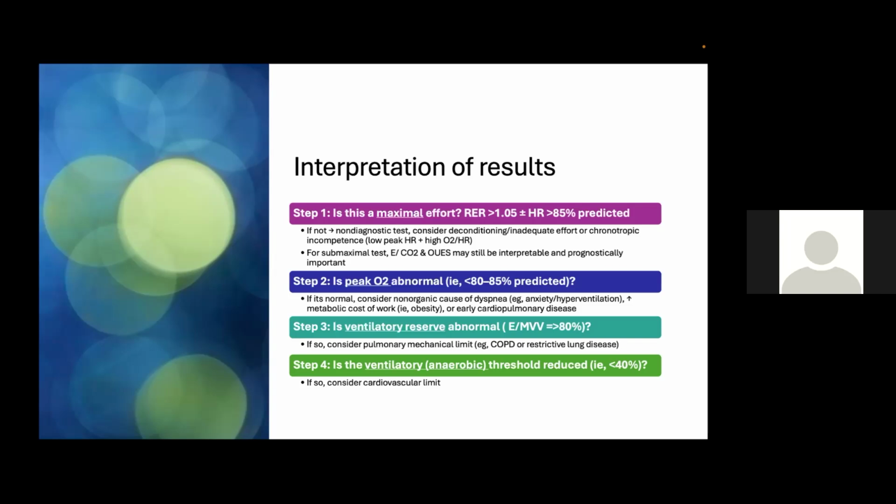And if it's normal, consider non-organic causes. But if it's abnormal, we cannot identify the pattern. We need to look for the other parameters. Then we look for the ventilatory reserve. Is it abnormal or not? This can help us to differentiate between pulmonary limitation versus non-pulmonary limitation. And then we look for the anaerobic threshold, and is it normal or abnormal? Abnormal, it will be less than 40%.